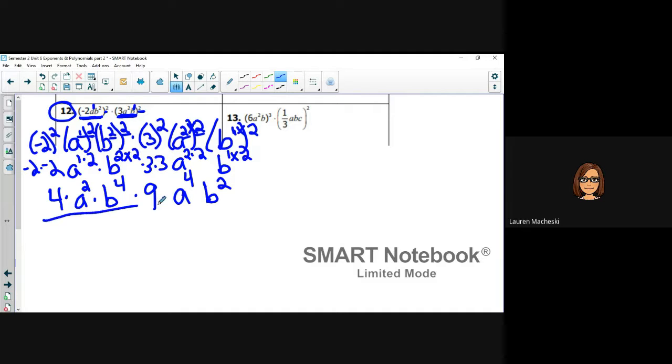Now, can I leave it like this? Again, it's still one big multiplication problem, but it looks like I've got stuff that I need to put together. I need to reorganize. Coefficients go with coefficients, A's with A's, B's with B's. So my coefficients first, 4 times 9, I'm going to reorganize it, and then I'll finish my answer. A squared times A to the 4th. Now B's, B to the 4th times B squared.